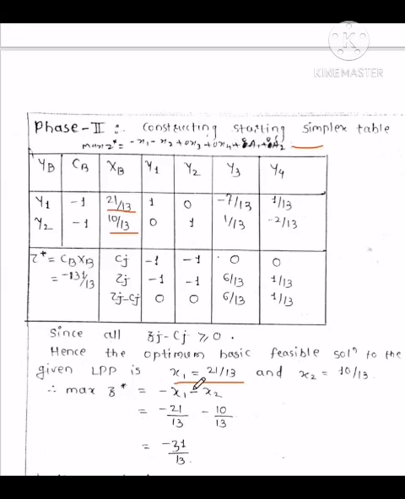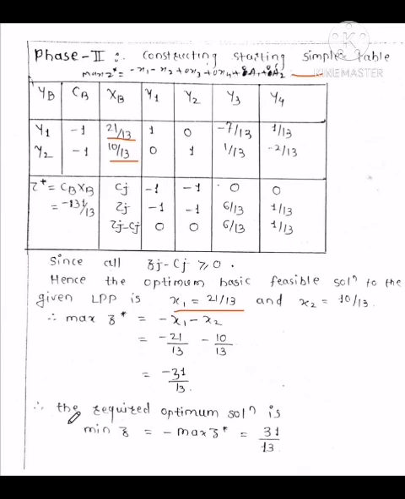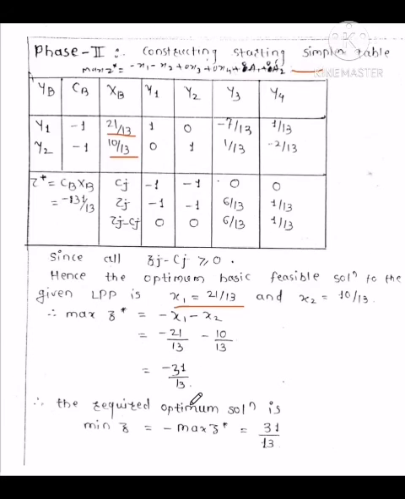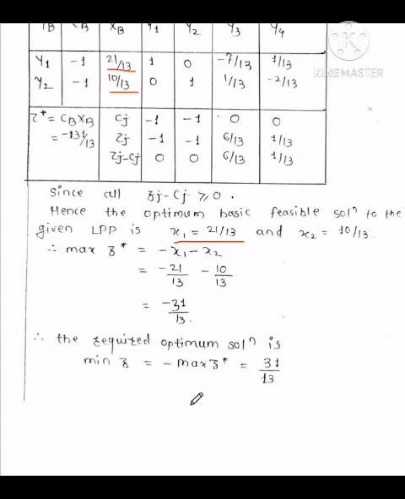Okay, so putting the values of x1 and x2 in our original problem. What is the original objective function? Maximum z star equals minus x1 minus x2. Putting the values of x1 x2 and calculating, you will get minus 31 divided by 13. But our problem is in the form of minimization, so we have to convert into minimization. So the required optimum solution is minimum z equals minus maximum z star, which is given as plus 31 by 13.